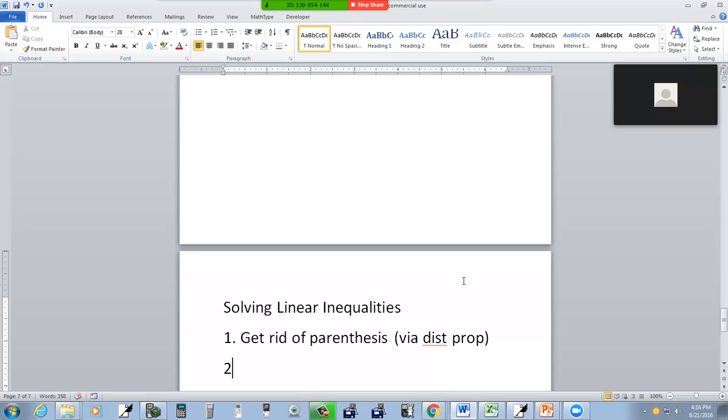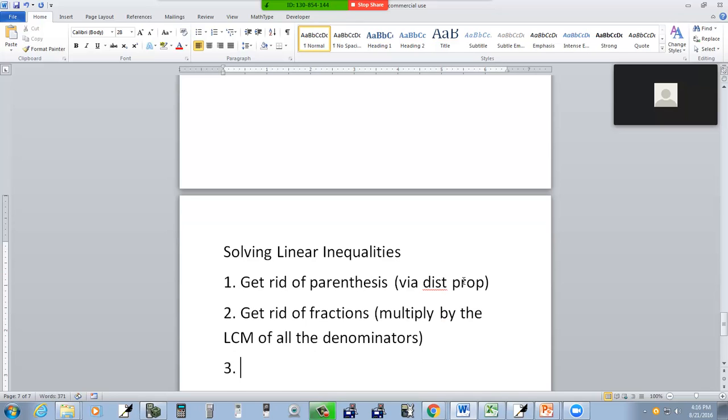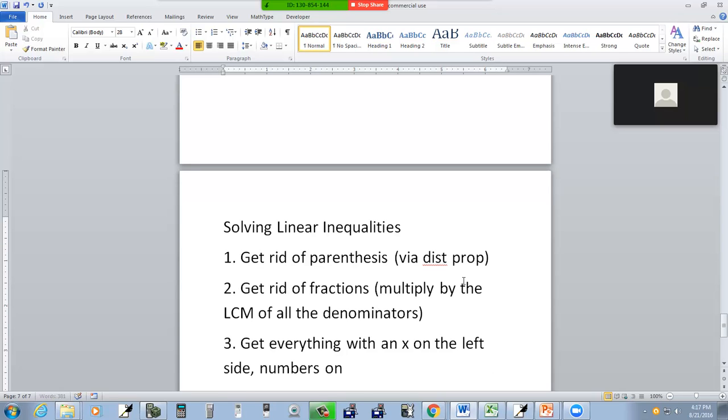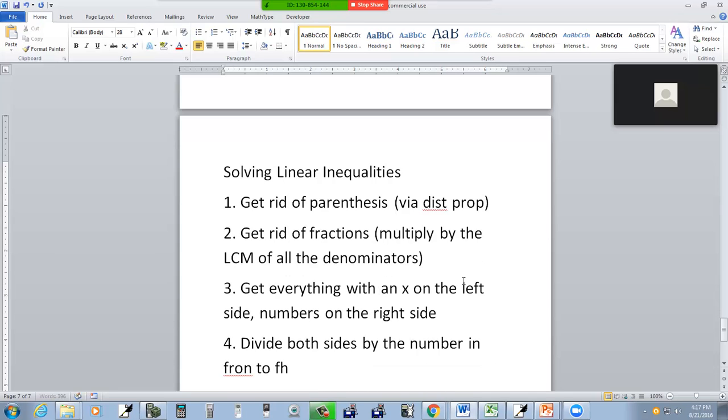Step 2, get rid of fractions. And we multiply by the LCM of all the denominators. That's the same as before. Step 3 changes slightly. Get everything with an x on the left side, numbers on the right side. Step 4 is divide both sides by the number in front of the x.